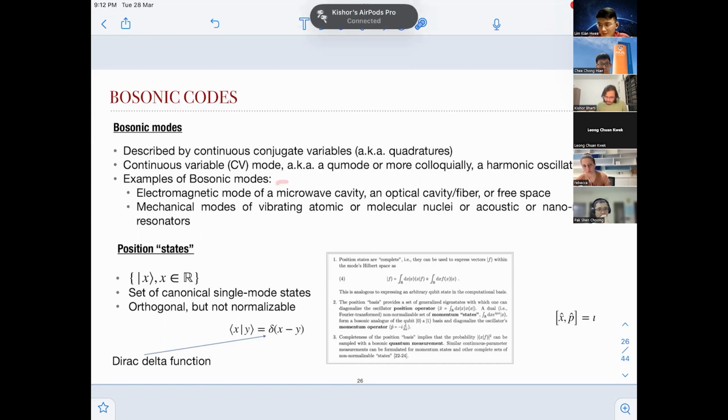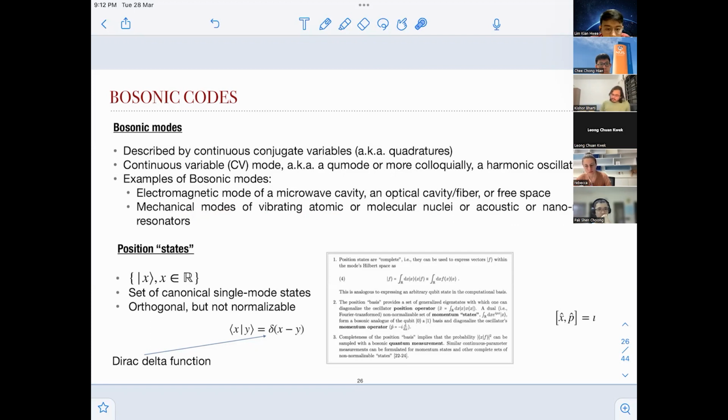Examples of bosonic modes are the electromagnetic mode of a microwave cavity, an optical cavity, fiber, or free space. And then you can also encode into mechanical modes of vibrating atomic or molecular nuclei, or acoustic or nanomechanical resonators. So there are different ways you can access bosonic modes.